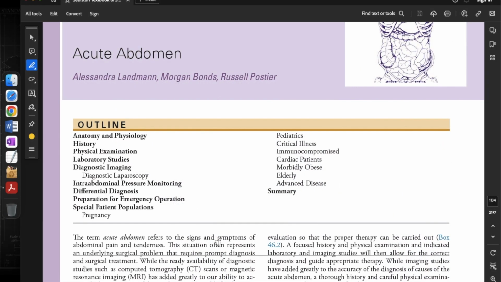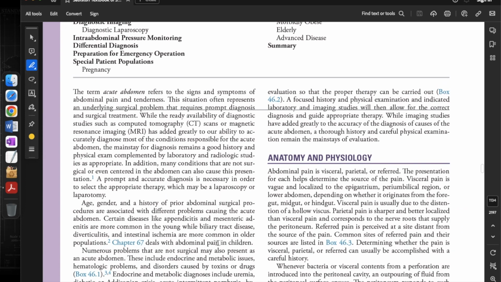So let's discuss acute abdomen today. The term acute abdomen refers to the signs and symptoms of abdominal pain and tenderness. This situation often represents an underlying surgical problem that requires prompt diagnosis and surgical treatment.